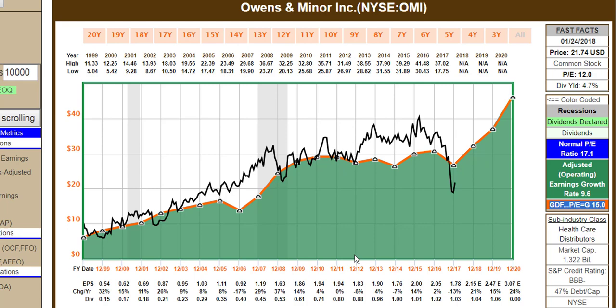But I also want you to see something else. I want you to see that the general direction of the price goes where the earnings go. Now, there's a lot of volatility in between, but if you look at this stretch right here in the middle, this is kind of an interesting stretch to look at.